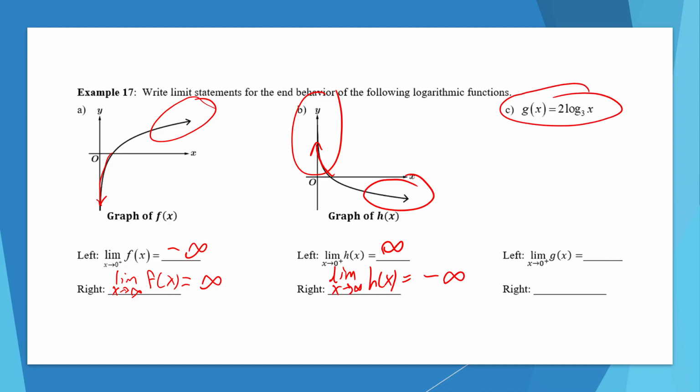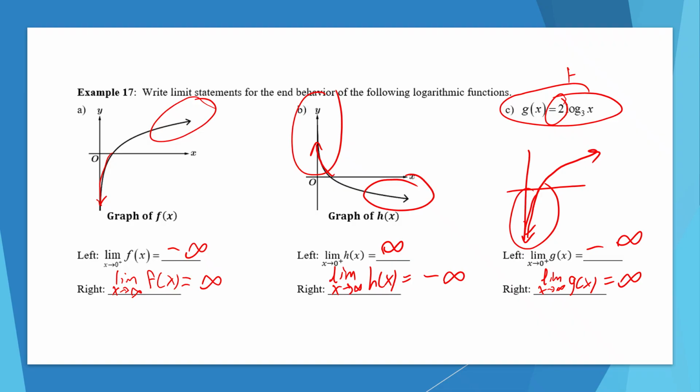Now for g of x, when we have our equation, 2 log 3x, this is positive, so it should be an increasing function like this. And so the limit as x approaches 0 from the right-hand side is going down towards negative infinity. And then the right-hand limit would be the limit as x approaches infinity of g of x, and this goes to positive infinity there. So that should be our answers for 17.